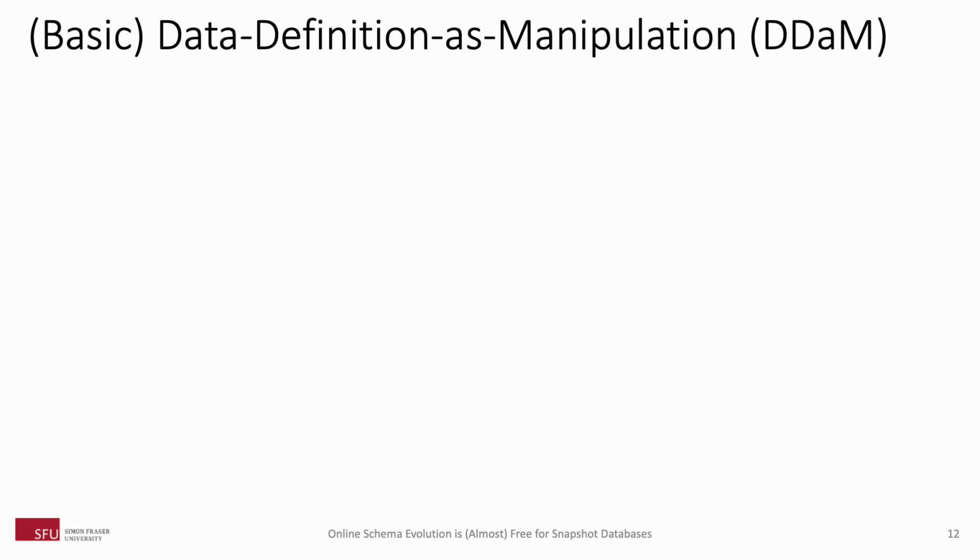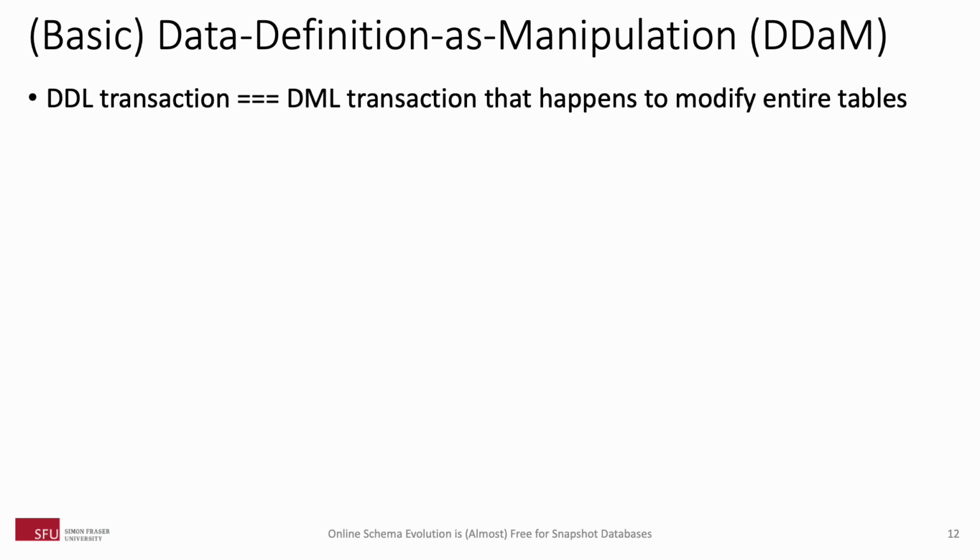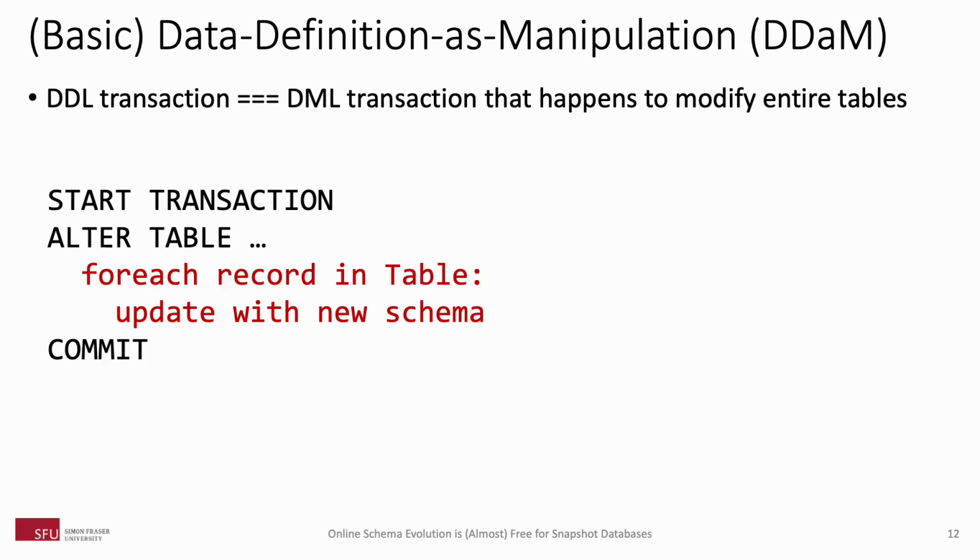After we have known the background, we propose the basic data definition as manipulation, the basic DDAM. The core idea here is that the DDL transaction can be seen as a DML transaction that happens to modify the entire table. For example, we can start the DDL transaction, and to alter the table, for each record in the table, that record will be updated with the new schema. And finally, we commit the DDL transaction.